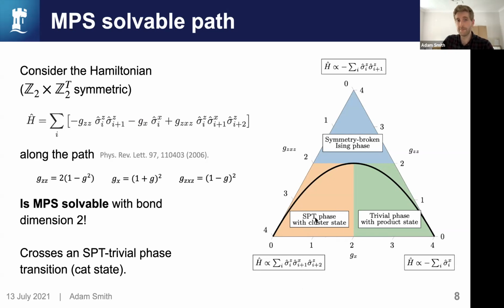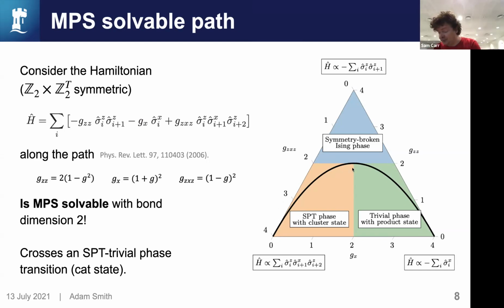Now, this phase diagram actually has one of these MPS solvable paths through it. As was originally realized in this paper in 2006, actually, before they realized it was an SPT phase that they were going through, it was realized that they had this MPS path going across a phase transition. And this path is parameterized like so. We'll come back to where this parameterization comes from and why it's important a bit later. But this parameterized path is this thick black curve through the phase diagram.